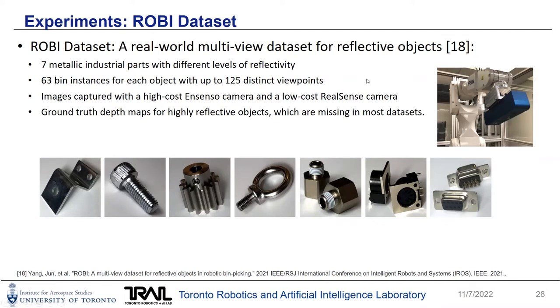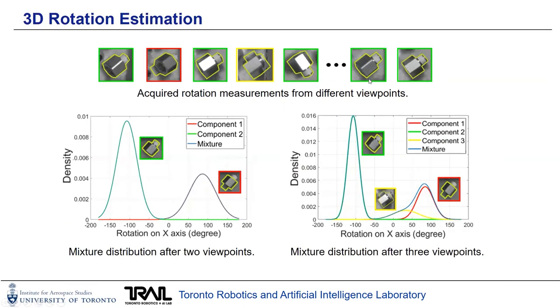Sorry. From your last slide, when you have three components, it seems like the two wrong components, is it one and three? Are they correct or are they wrong? Sorry, which one? You mean the yellow one and the red one? Yeah. So for the yellow and the red, both of them are wrong.